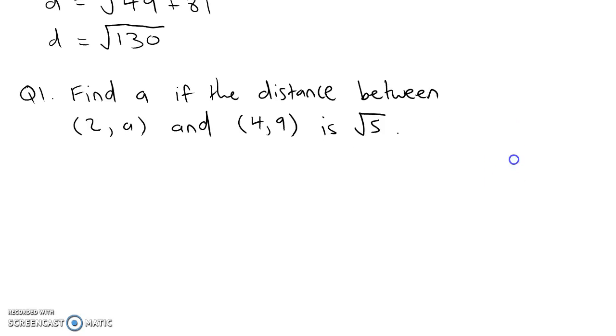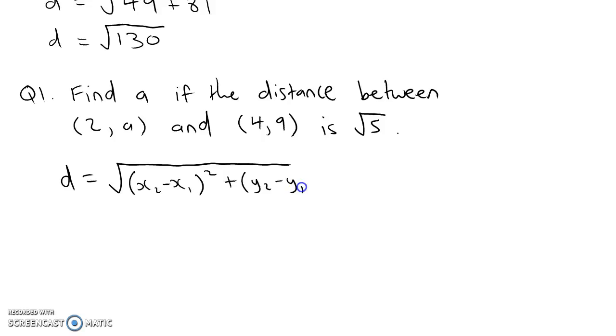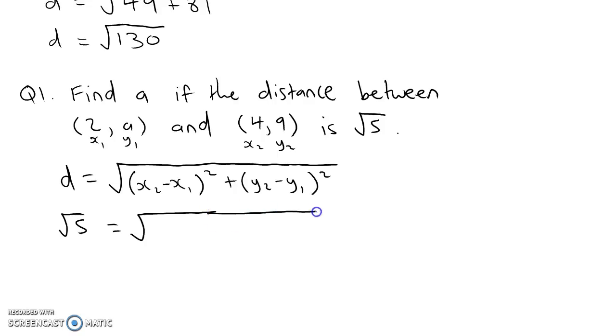So we know D equals the square root of x2 minus x1 all squared plus y2 minus y1 all squared. We know our D value. We know our x1. Let's call this x1, y1, x2, y2. We know our D is root 5. The distance is root 5. So root 5 equals, let's substitute our points in.